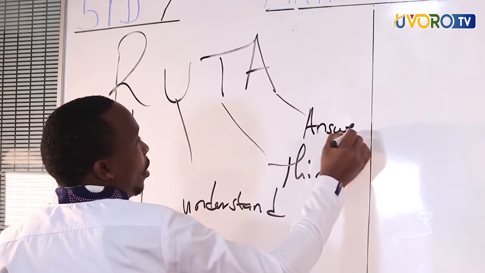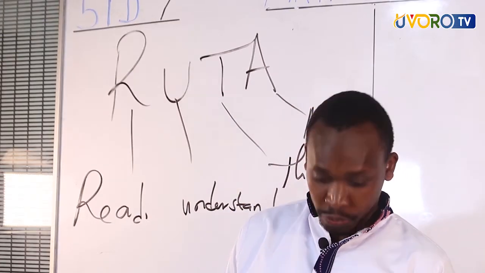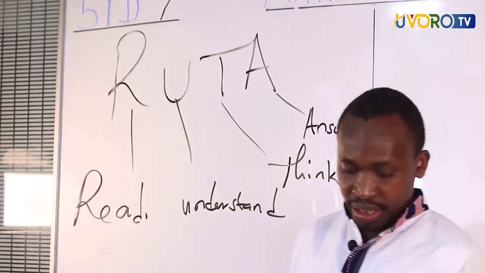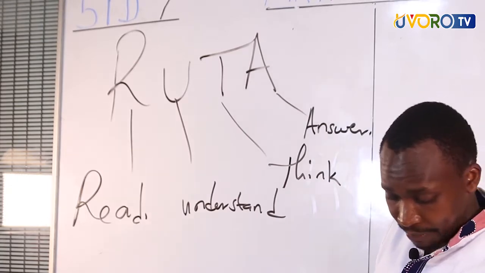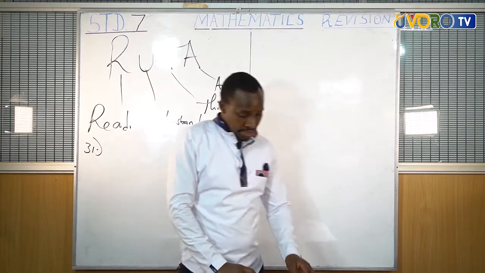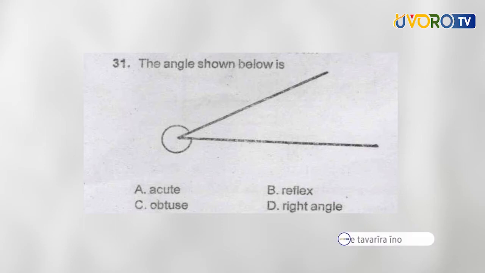Very good. Now, I want you to know this from today, that mathematics is the better option. We are going to continue with our revision for today. That is number 31, number 31 for class 7. You are told, what is the name of the angle below? What do we have, an angle drawn here?